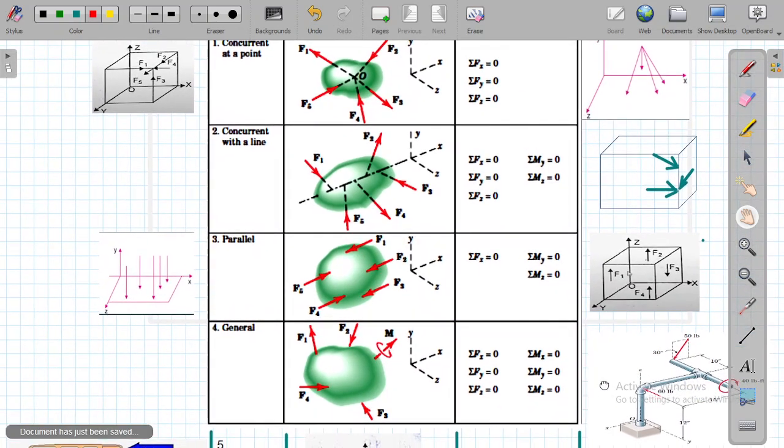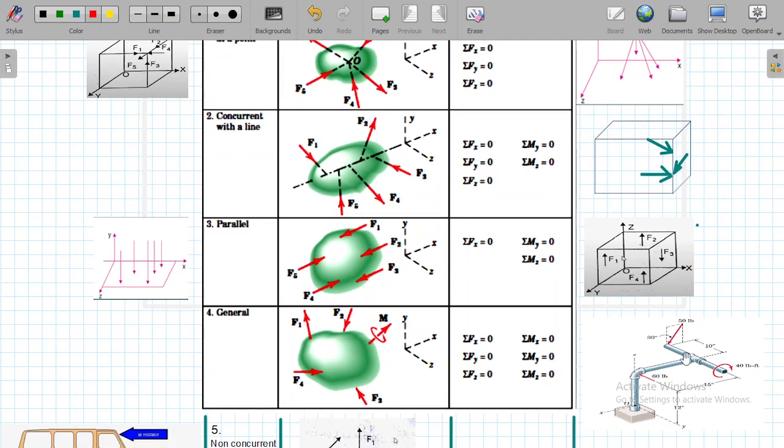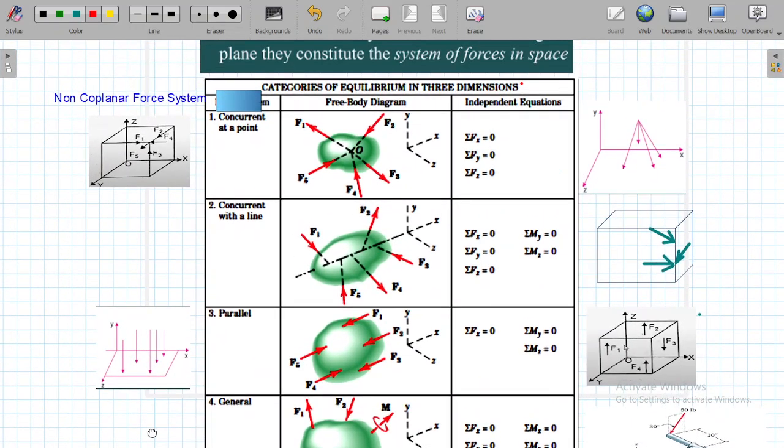And if you further want to see a practical example, this is an example of a general force system in which different forces are lying in different planes, and there is also a couple moment over here. Okay, now we go to another example.